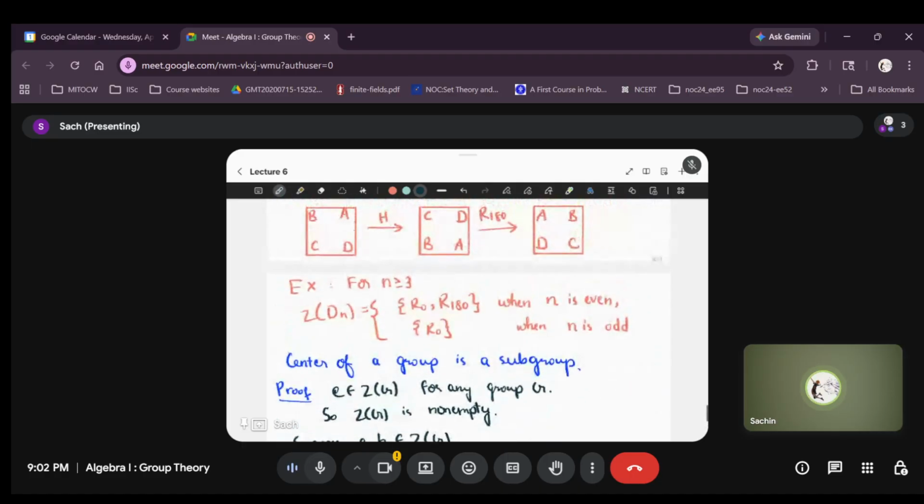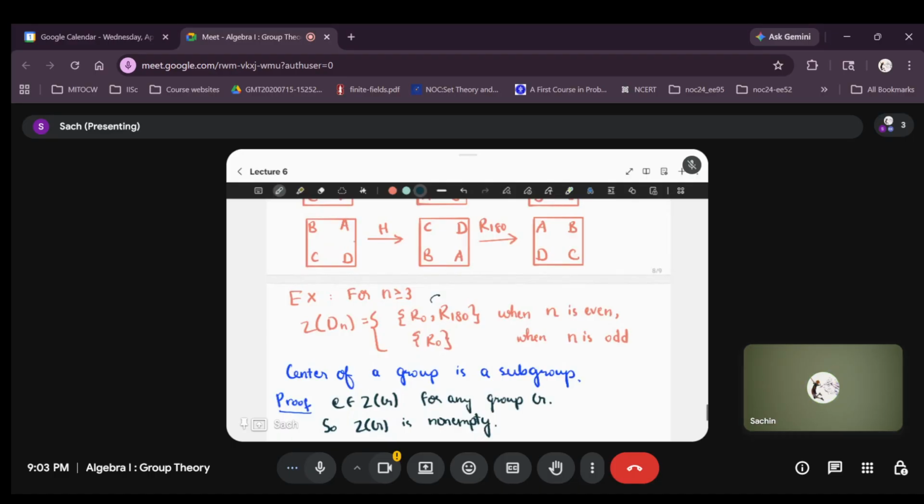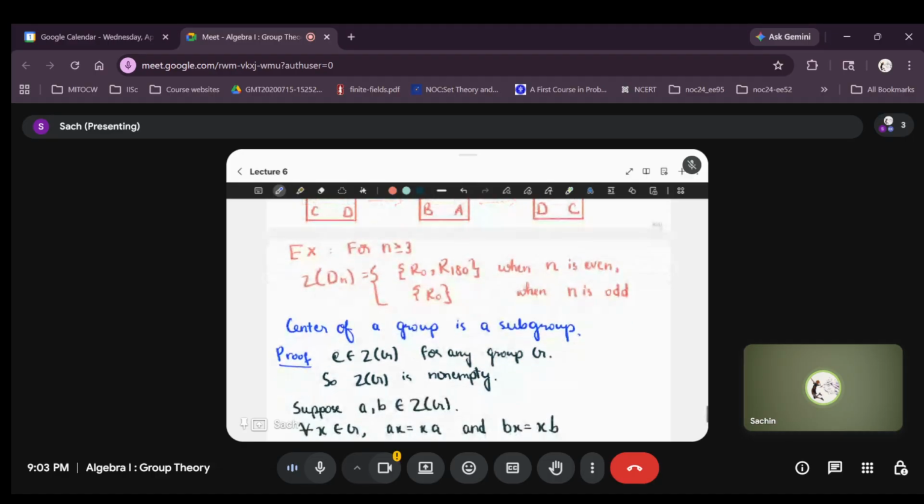So here you can see that if there is only R0 in the group, that is just the identity element, it is a subgroup. And you can see that R0, R180 is also a subgroup because R0 times R180 is equal to R180 times R0 is equal to R180. R0 times R0 is equal to R0. So closure in those cases is fine. And R180 times R180 will be R360, which is equal to R0. So closure is followed and it's a finite subset. So R0, R180 is a subgroup of Dn.